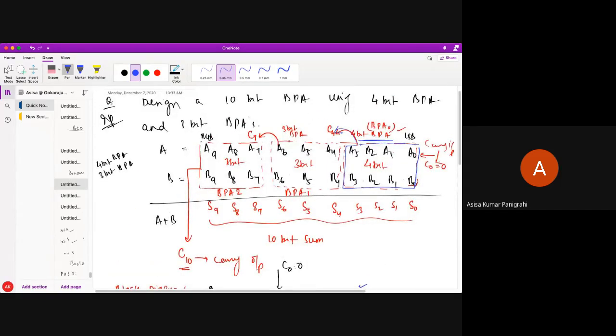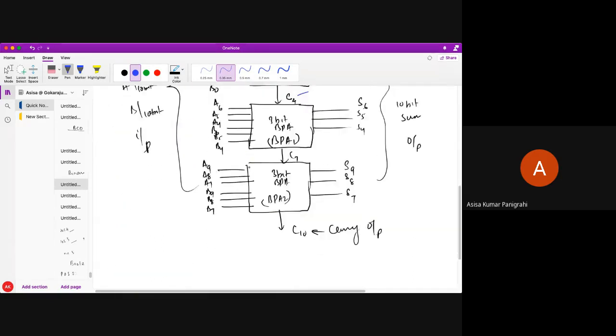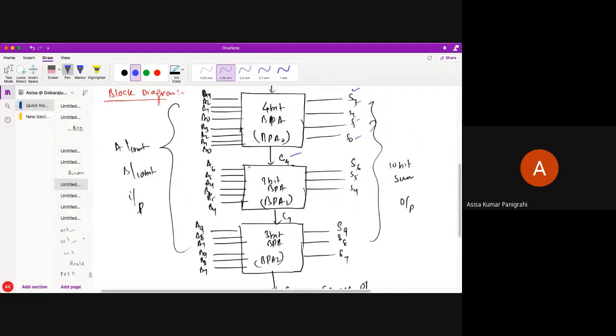So after 4 bits, how many bits are left out of 10? 10 minus 4 means 6 bits left out. These 6 bits I can divide into two groups of 3 bits. So A6 A5 A4 and B6 B5 B4 will be designed with the help of a 3-bit BPA along with this carry input, and it generates carry output C7, which will go to the next 3-bit BPA where A9 A8 A7 and B9 B8 B7 will be accommodated in the adder circuit. So this is the way, just in a cascading manner.